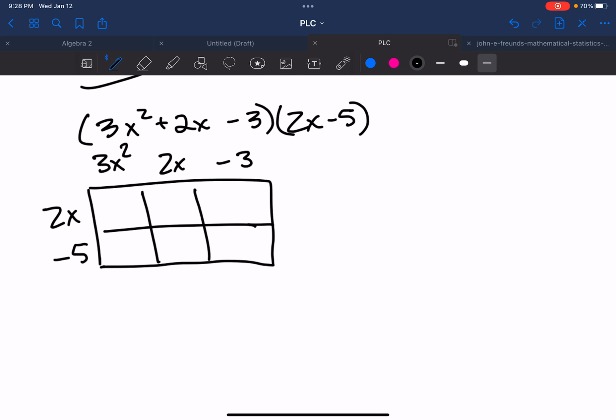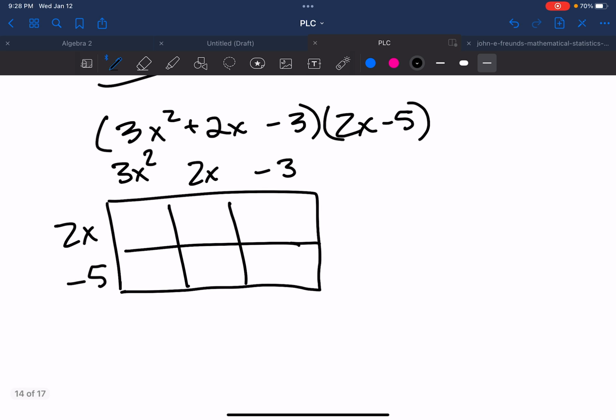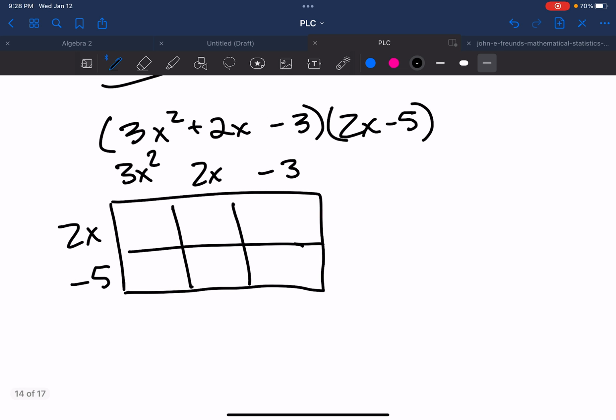Now what I'm going to do, I'm going to zoom in so you can really get a good view of it. So we're going to multiply into the box. So I'm going to get 2 times 3 is 6, x cubed. So I have 2 x's here and 1 here. 2 plus 1 is 3. 4x squared, negative 6x, negative 15x squared, negative 10x, and positive 15.